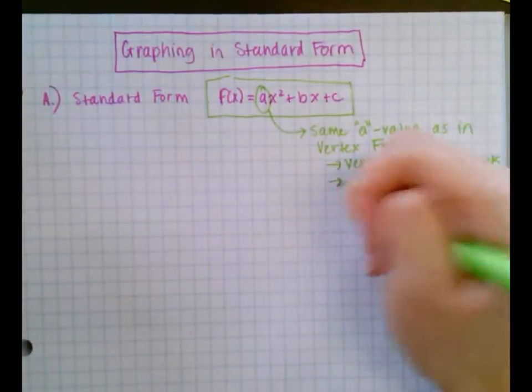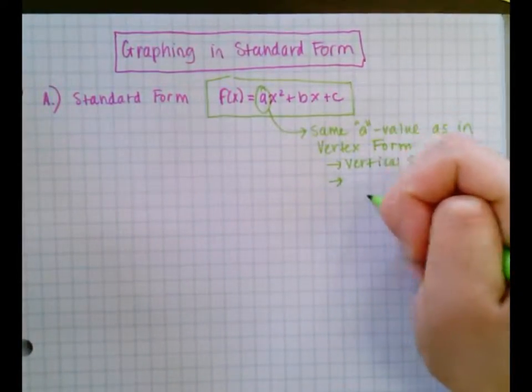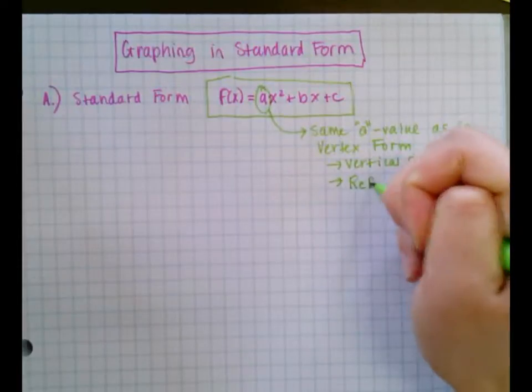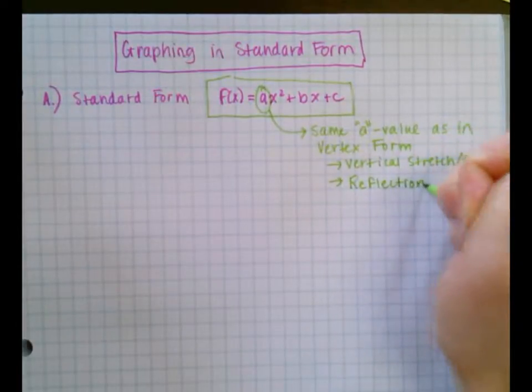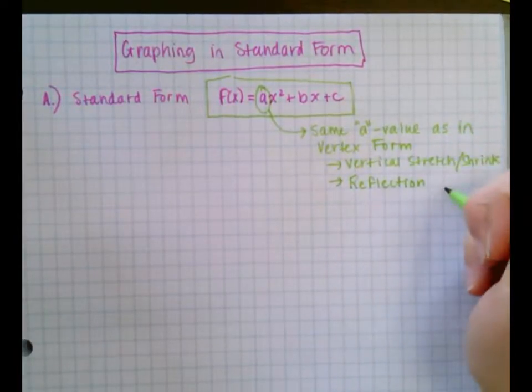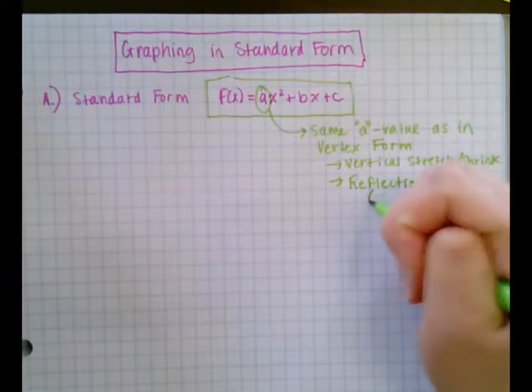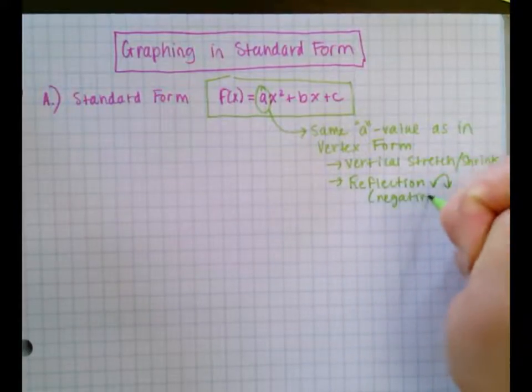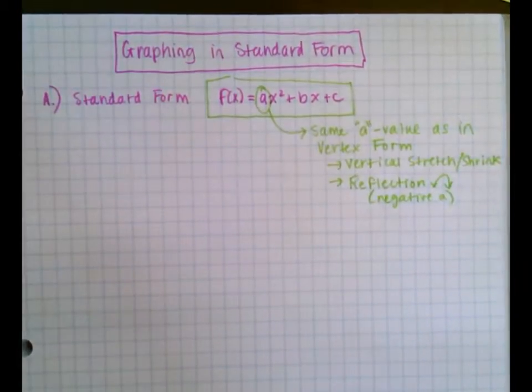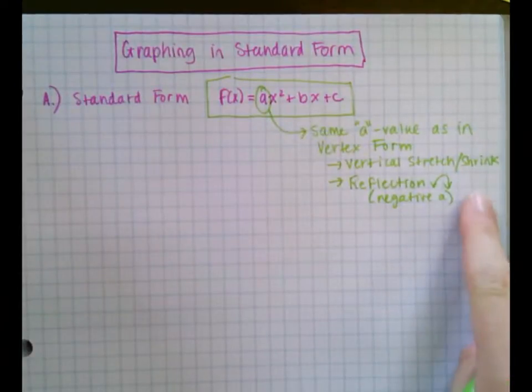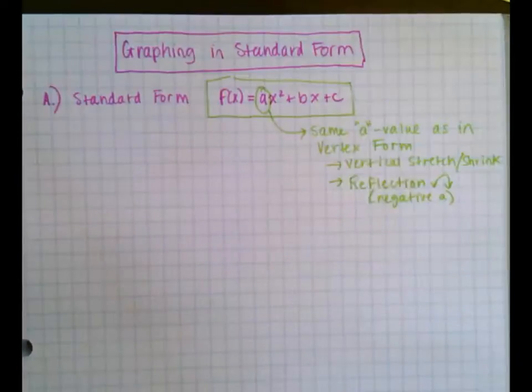And the other thing that a controls is if a is negative, it's going to be a reflection. So that's a good thing to keep in mind. If a is negative, you know that your graph is going to be facing down. Okay, so that's just something to keep in mind, as we should have some idea of what this graph looks like just by thinking about the a value.